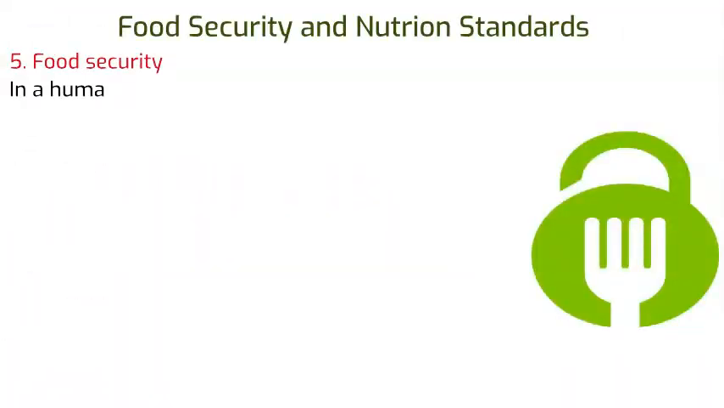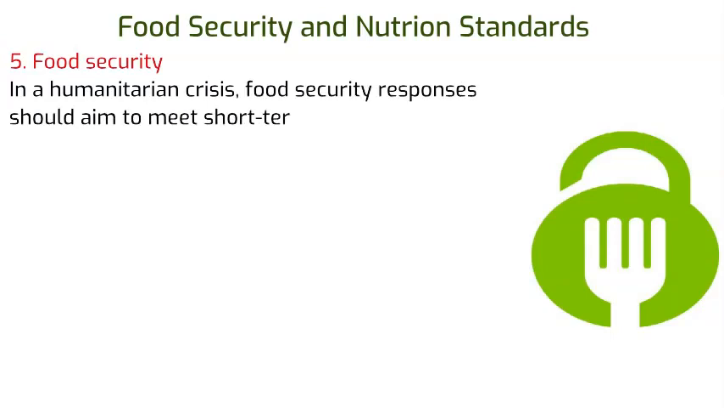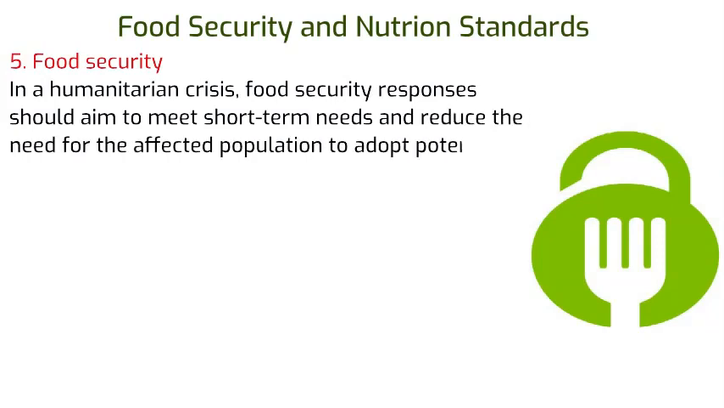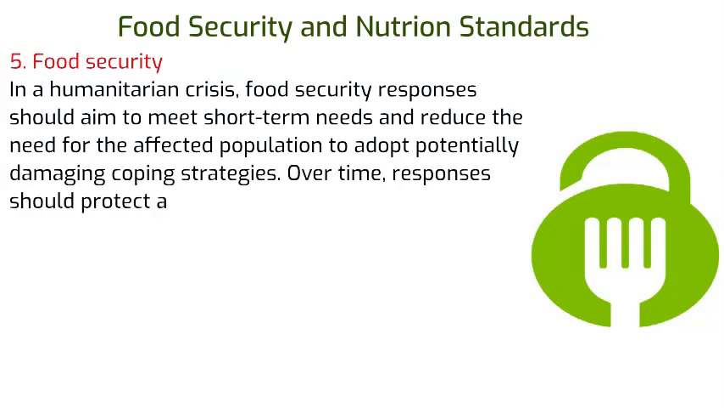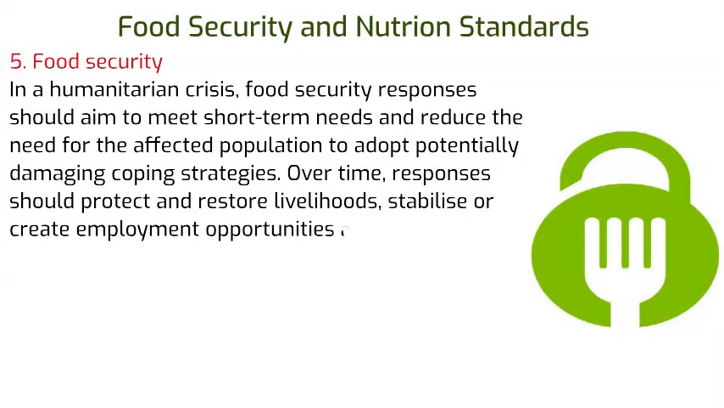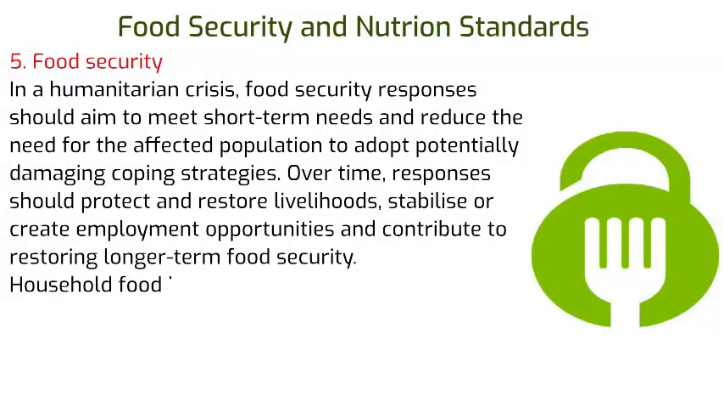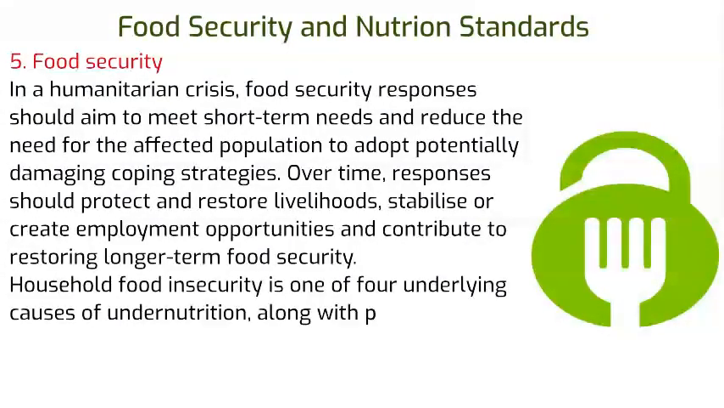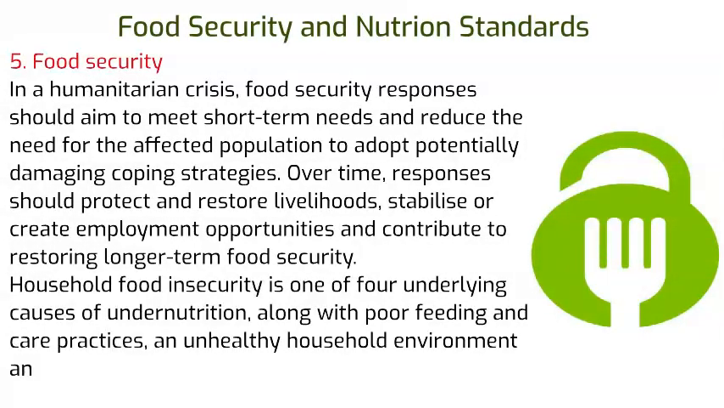5. Food security. In a humanitarian crisis, food security responses should aim to meet short-term needs and reduce the need for the affected population to adopt potentially damaging coping strategies. Over time, responses should protect and restore livelihoods, stabilize or create employment opportunities and contribute to restoring longer-term food security. Household food insecurity is one of 4 underlying causes of undernutrition, along with poor feeding and care practices, an unhealthy household environment and inadequate health care.